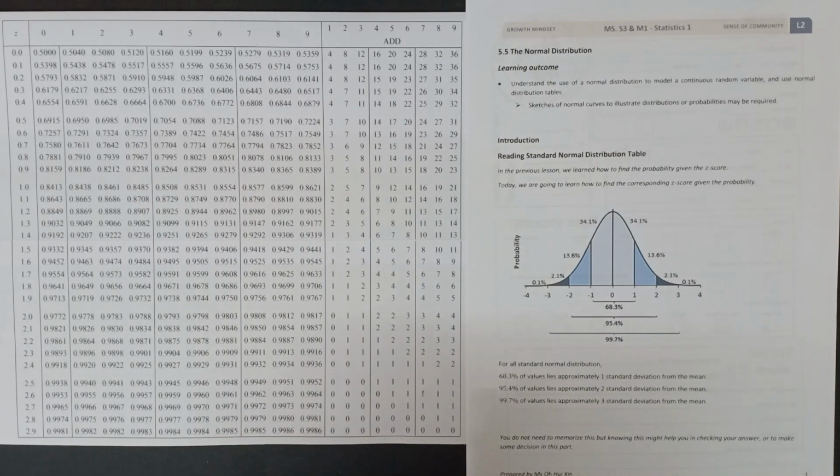Today's lesson will continue from the Wednesday one. On Wednesday you learned what a normal distribution is and its characteristics, and what a standard normal distribution is. You also learned how to read the probability table, the distribution table, given the z-score to find the probability, which means finding the area under the curve. You also already learned how to sketch the curve and so on.